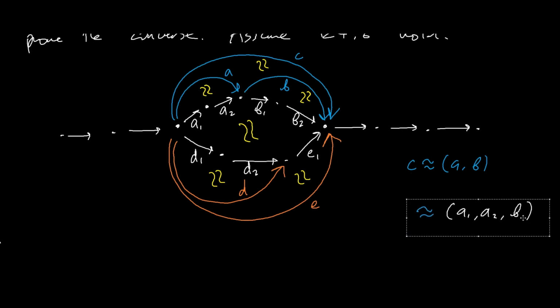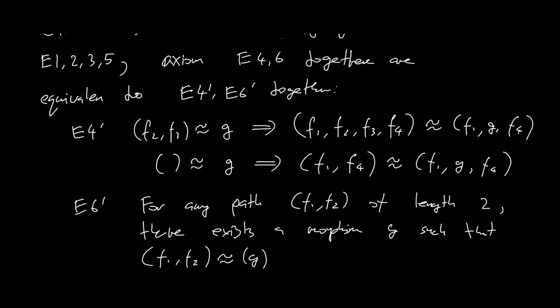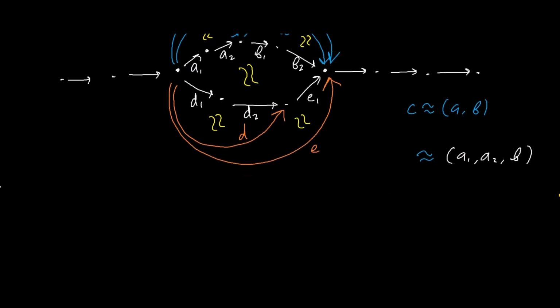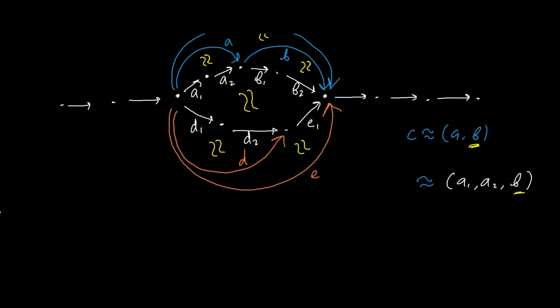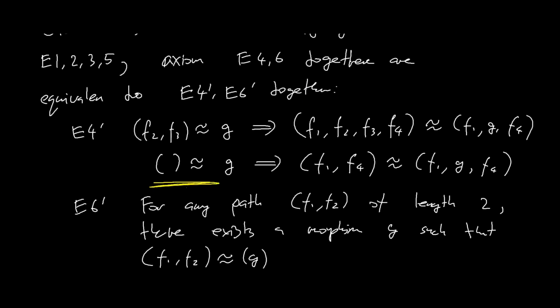Well, I can't get it straight away because the congruence for 2 requires me to have something on the left as well as something on the right. Then I can replace these 2 with something it's equivalent to. In this scenario, I do have something on the right, but I don't have anything on the left. So I can't initially replace this with this pair. I need to have something on the left. But the second part of E4 prime allows me to replace empty spaces with something, you see?